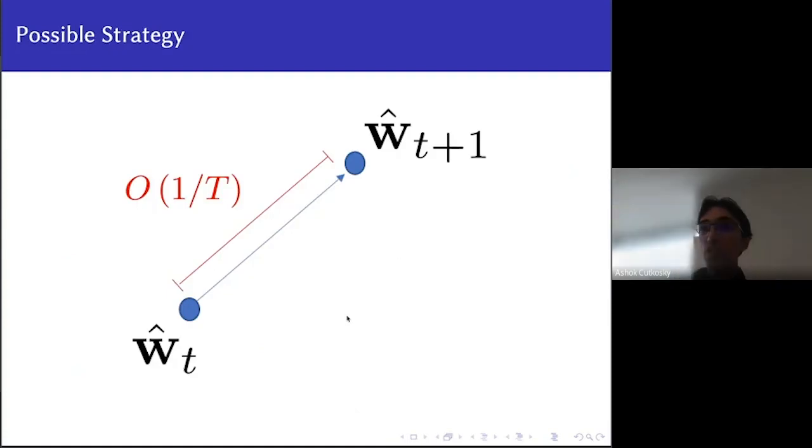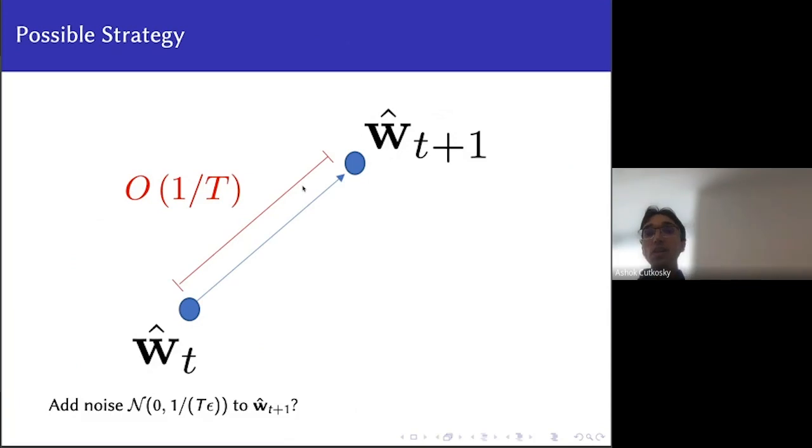So just as in the picture right here, we have W hat t and W hat t plus 1. Their distance is order 1 on t. So you might imagine that the right thing to do is just add some noise to W hat t of order 1 on t epsilon. And I really wish that were the end of the talk right now. I could just say, yeah, you do that, everything is fine, we're all done. And it might work, to be honest. But unfortunately, we couldn't show that this is actually all you need to do.